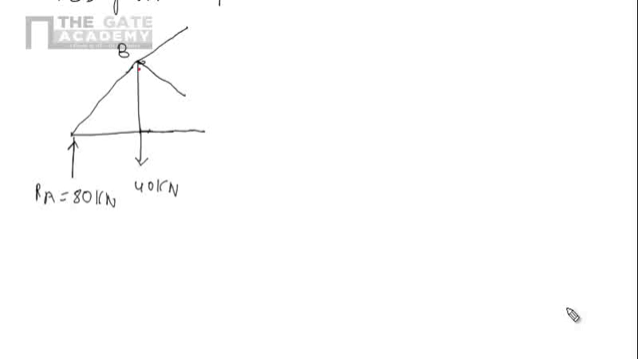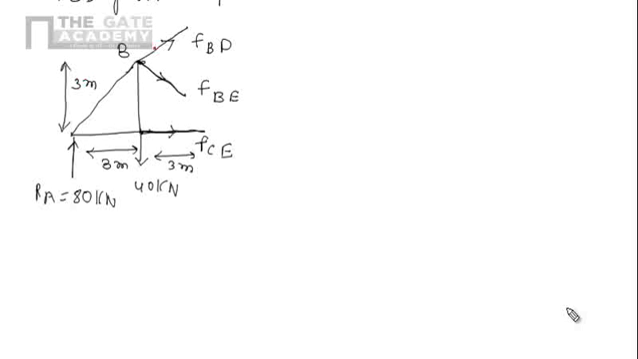B. So in the cut section we have to show the forces and our assumption is forces are tensile. So it should be away from the joint. So it will be FBD. This one will be the FBE and this one will be the FCE. And these distances we know. This one is 3 meter. This one is 3 meter. And this distance also we know. This one is 3 meter. And this angle we also know. It is theta. So in terms of sine theta and cos theta, we know the values.